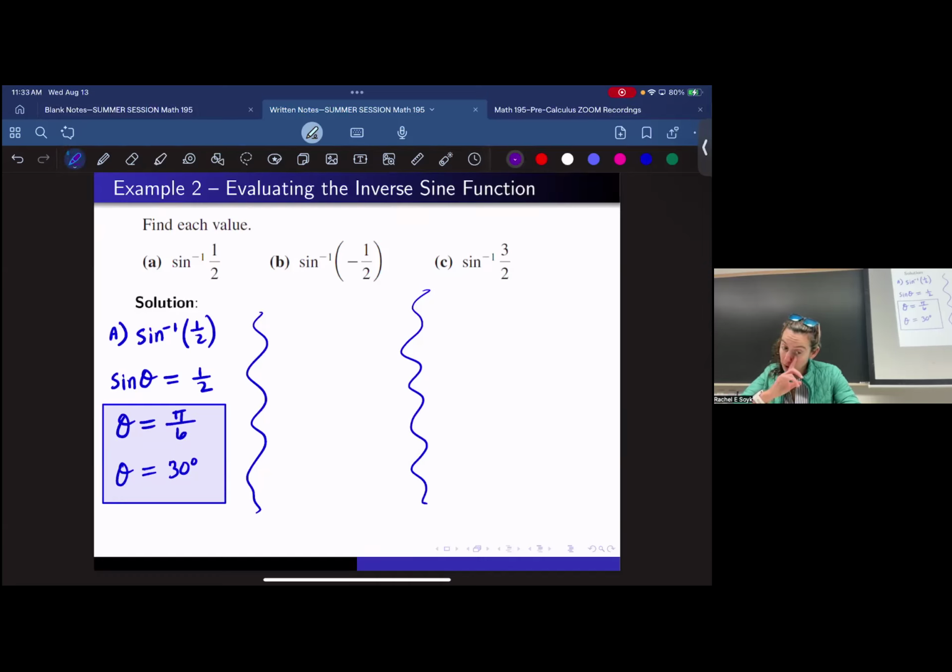Part B, we have inverse sine of negative 1/2. Well, this is just the same as negative sine inverse of 1/2 because sine is an odd function. And we just solved sine inverse of 1/2. That just gives us pi over 6. We just need a negative in front. So negative pi over 6 is our answer, or negative 30 degrees.